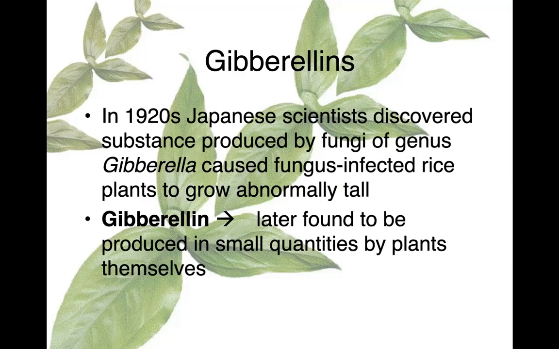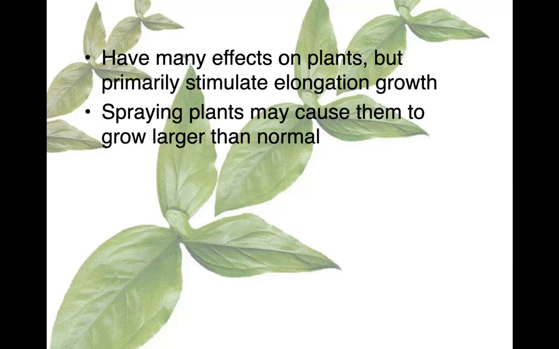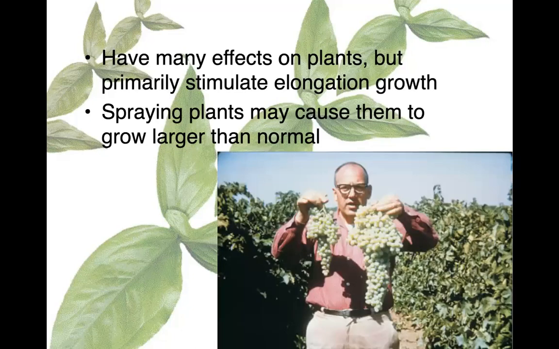So imagine if you're growing a rice crop and you've got one particular plant that's much taller than all of the other ones, and when you examine it, you find out it is infected with this fungus from the genus Gibberella, and that's why they named these hormones gibberellins after that fungus. Gibberellins have many effects on plants, but they primarily stimulate elongation growth, which is why the rice plants were much taller. So spraying plants with gibberellins causes them to grow larger than normal.